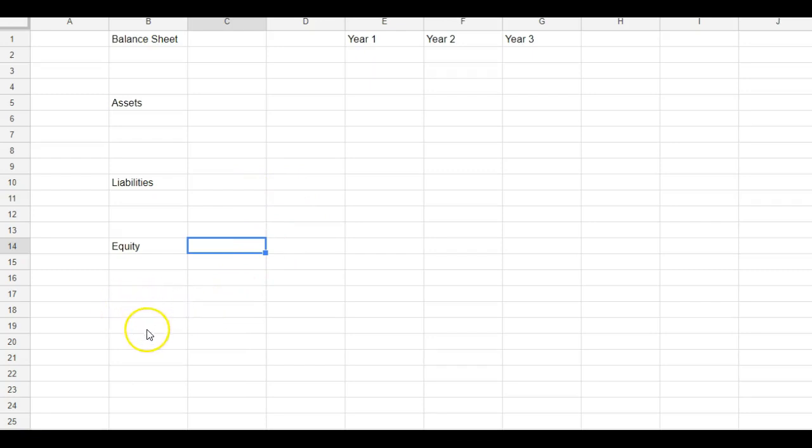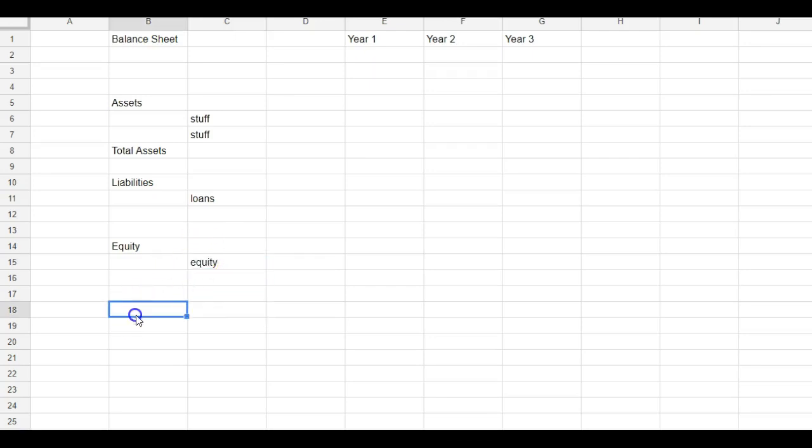Now, one thing that's really important. We're going to have a total assets line here. Total assets. We're going to have a bunch of stuff in here, and then we're going to have liabilities here, loans and stuff, and then we're going to have equity down here.